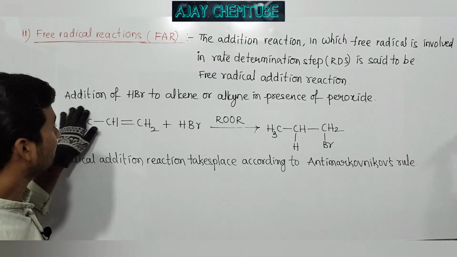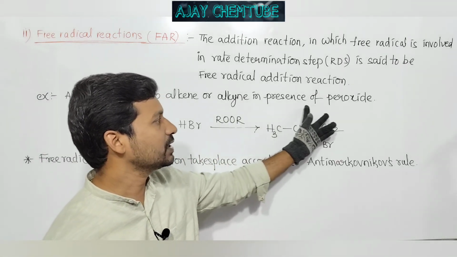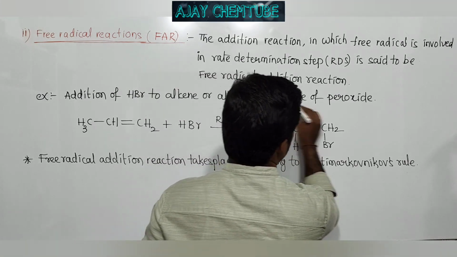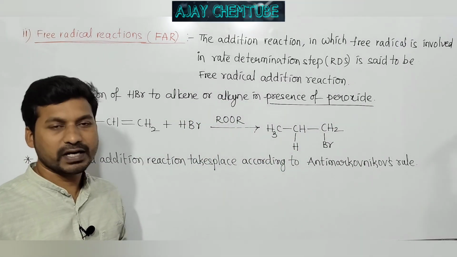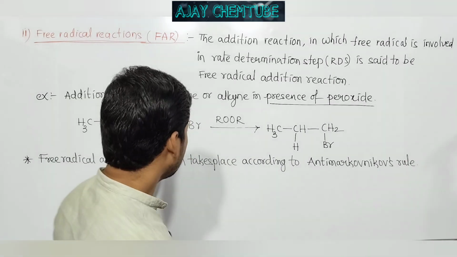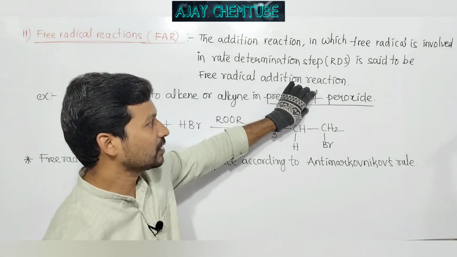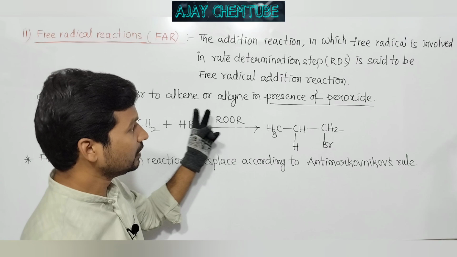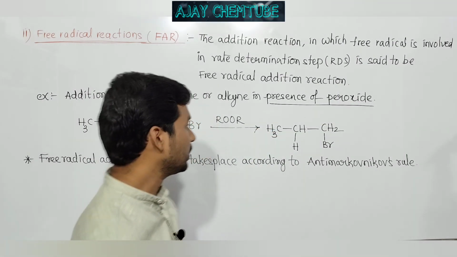Example: addition of hydrogen bromide to alkene or alkyne in presence of peroxide. See, addition of hydrogen bromide to alkene is just an electrophilic addition reaction, but in presence of peroxide, that reaction goes as a free radical addition reaction. In absence of peroxide, it is electrophilic addition. If peroxide is present, it goes to free radical addition reaction.